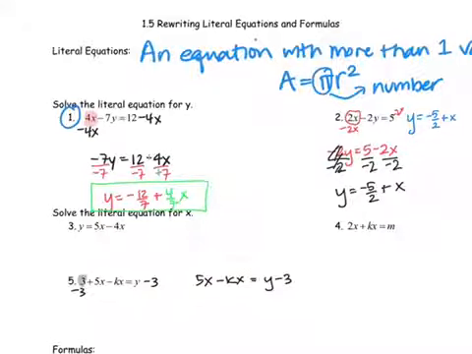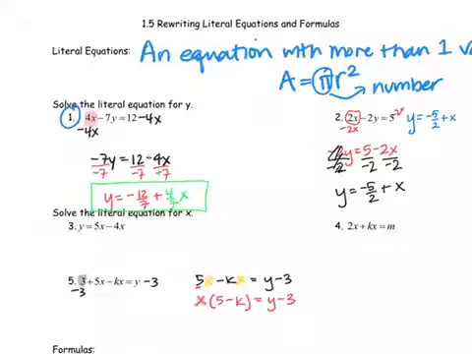Since both of these terms have an x in them, I think we need to take out that x. So if we divide out an x, if we factor out an x, we are going to be left with 5 minus k. And that still equals y minus 3.